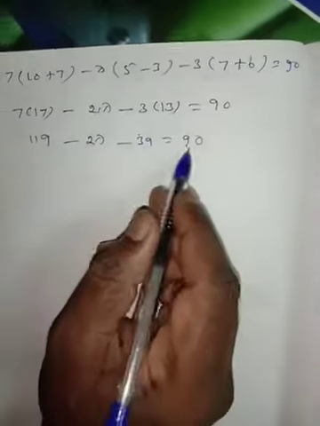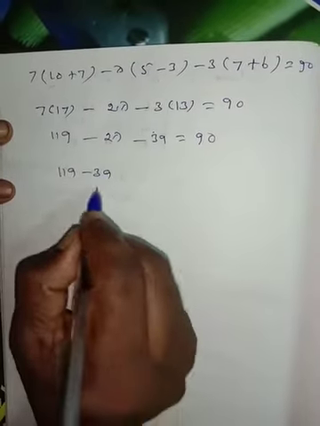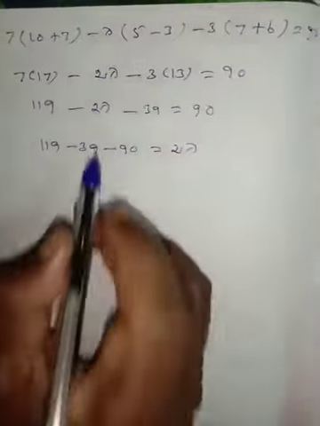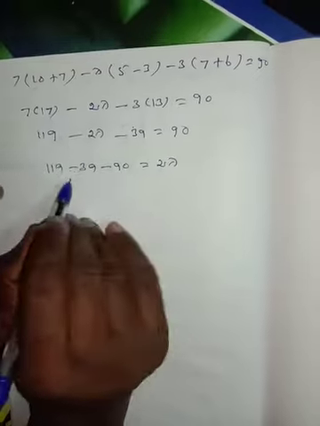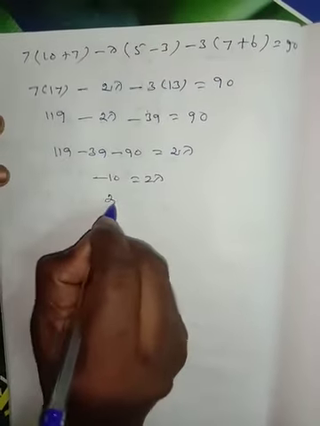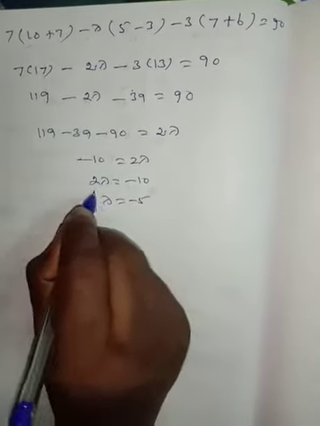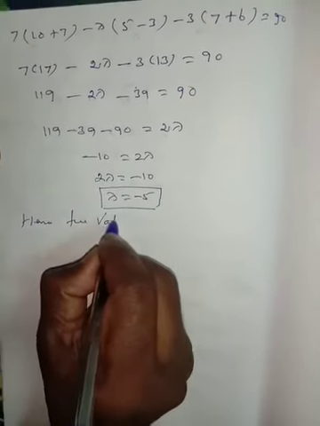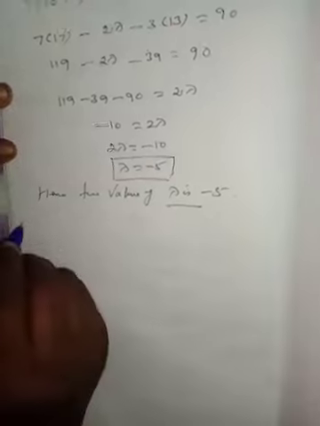This means 119 - 39 - 90 = 2λ. So 119 - 39 is 80, and 80 - 90 is -10. So -10 = 2λ, 2λ = -10, λ = -5. Hence the value of λ is -5.